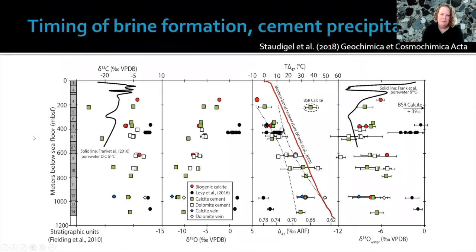So can we say anything about when this brine formed and when the cement precipitated? Well, it turns out the clumped isotope data provides some great insight into that. I want to go back to the temperature data here. The red line I'm showing you here is the modern geothermal gradient measured during drilling. The clumped isotope data fall along the same slope, but the intercept is offset. This indicates that these phases formed at cooler temperatures than the present geothermal gradient would indicate.